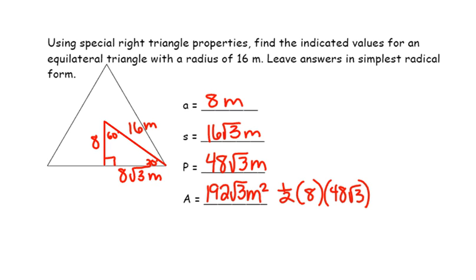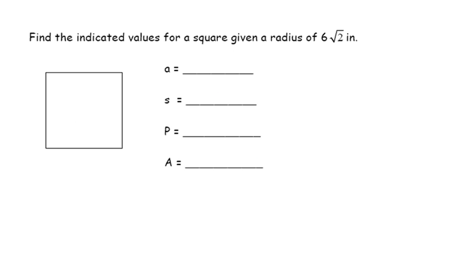All right. Next, we have a square with a radius of 6 radical 2. So I'm going to draw the triangle. And my radius is 6 radical 2. And I want you to find all of these pieces for the notes check. Keeping in mind that this triangle is a 45, 45, 90 right triangle.